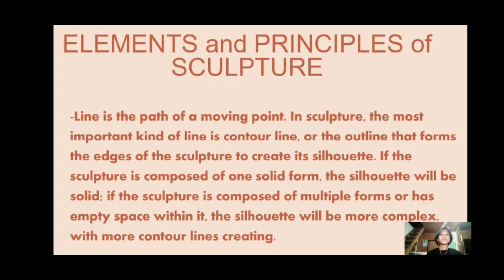Elements and principles of sculpture. Line is the path of a moving point. In sculpture, the most important kind of line is contour line, or the outline that forms the edges of the sculpture to create its silhouette. If the sculpture is composed of one solid form, the silhouette will be solid. If the sculpture is composed of multiple forms or has empty space within it, the silhouette will be more complex, with more contour lines creating it.